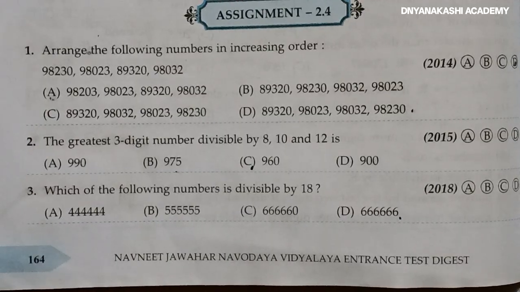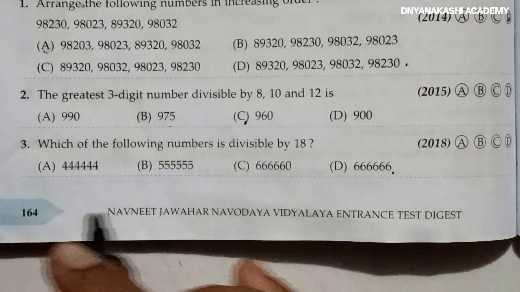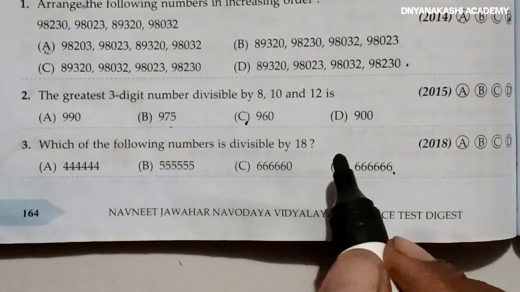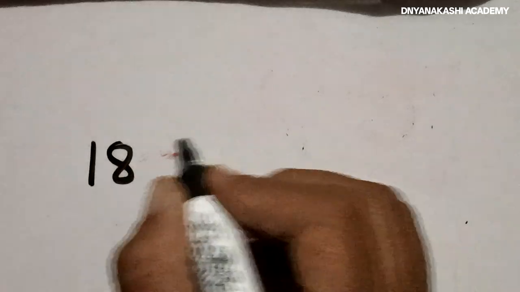Next one is the third question. Which of the following numbers is divisible by 18? How to check the divisibility of the given number here? Options are given here. Which number is completely divisible by 18? How to check here? So I start with 18.